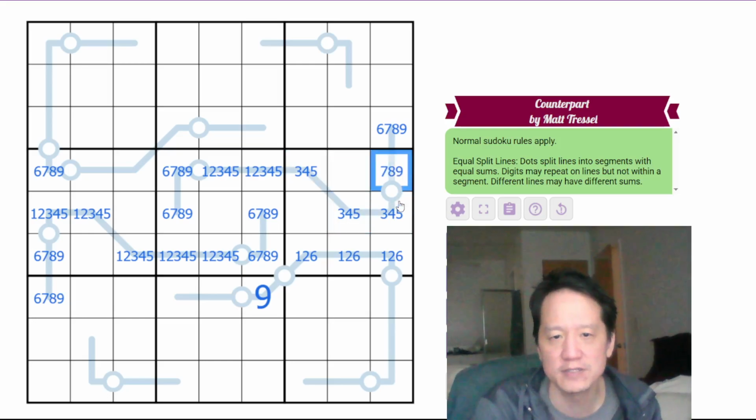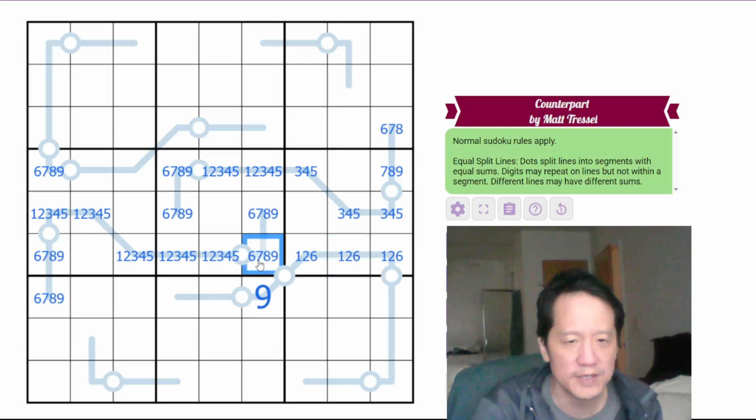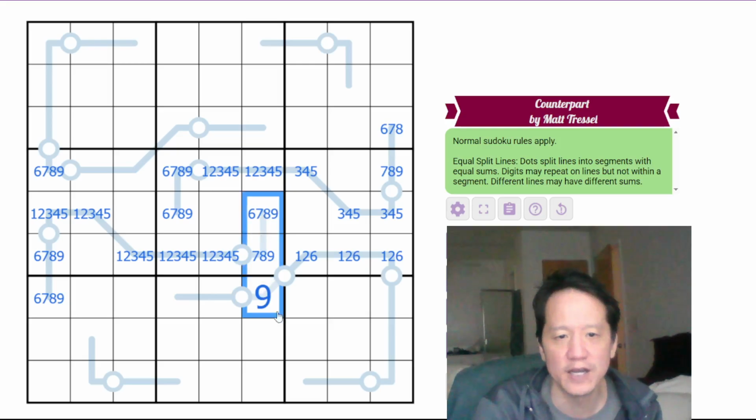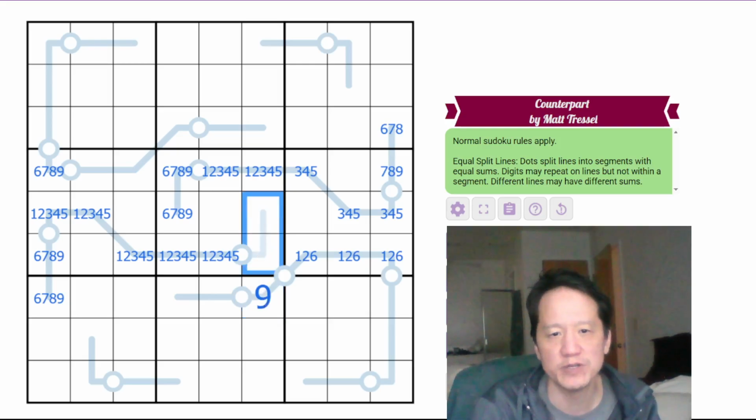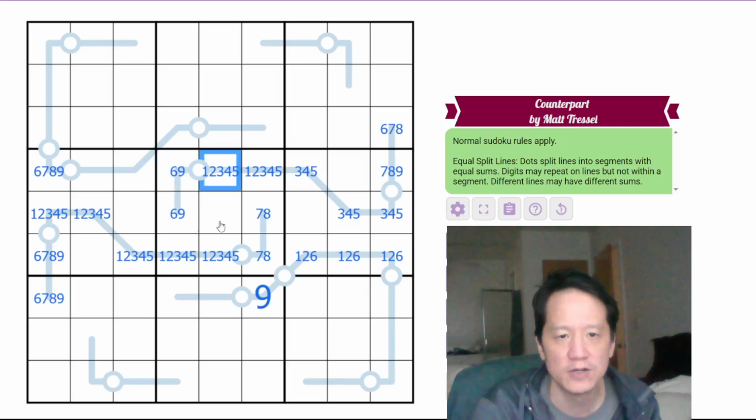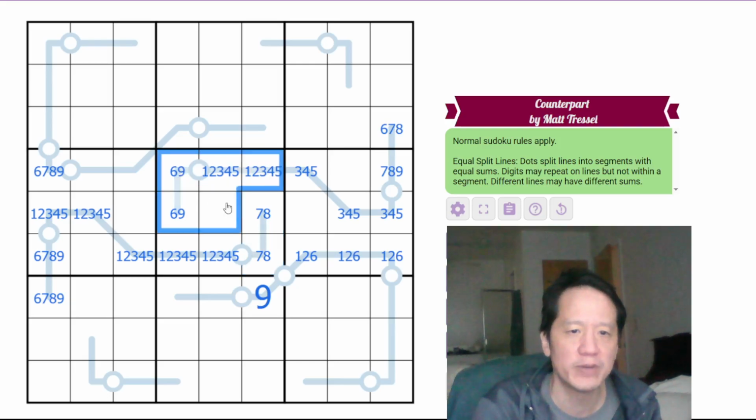This can't be 6, so this is 7, 8, or 9, which means this can't be 9 because these two add up to 15. This can't be 6. This can't be 6 or 9 because the 9 is already here. So this must be a 7, 8 pair, which forces this to be 6, 9 pair here, because we have a 7, 8 pair in the box, which eliminates 7 and 8 in the rest of the box.